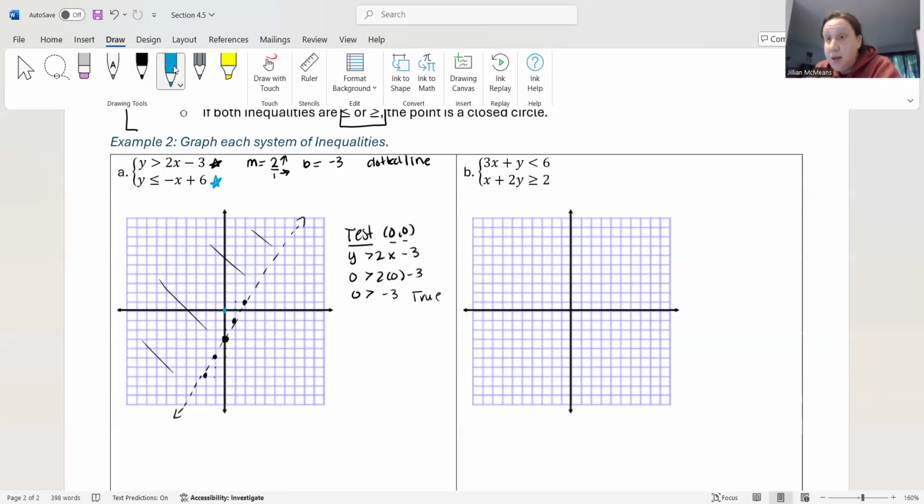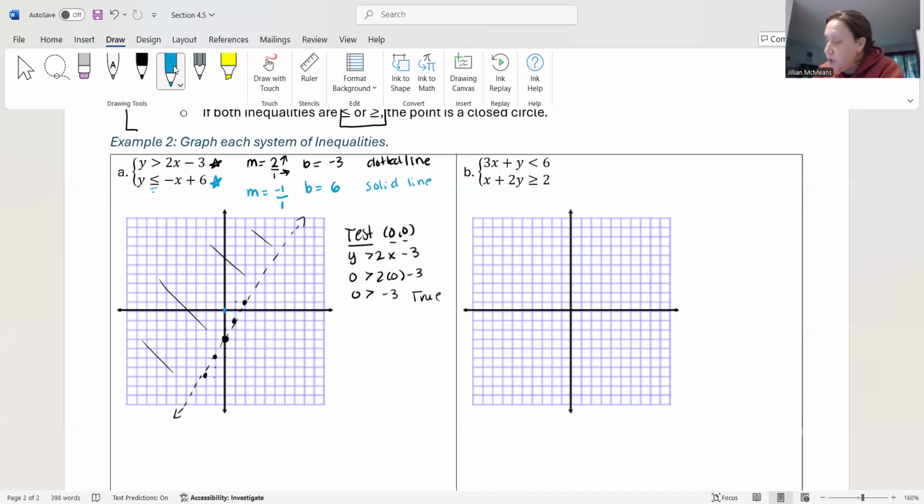Okay? Now for the next line, let's do it in this blue color. Luckily, again, we're already solved for y. So the coefficient of x is my slope. My slope is -1. I'm going to put it over 1 because I need a very specific rise and a run. My y-intercept is 6. And because of this or equals to inequality symbol, we do want to connect these points with a solid line. It means that the points on the line are part of the solution set.